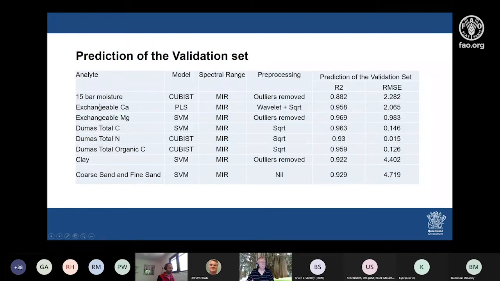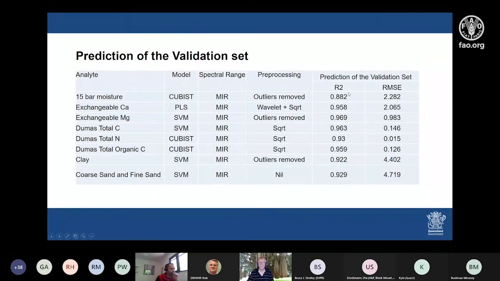Now, the analytes we looked at were 15 bar moisture, exchangeable calcium and magnesium, total carbon, nitrogen, organic carbon, and clay, and the coarse and fine sand. For each of those, we use three different models, Cubist, partial least squares, and support vector machines, and use those in combination with various combinations of pre-processing steps.